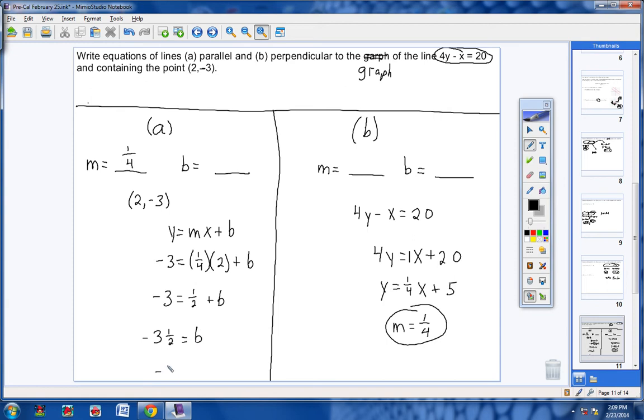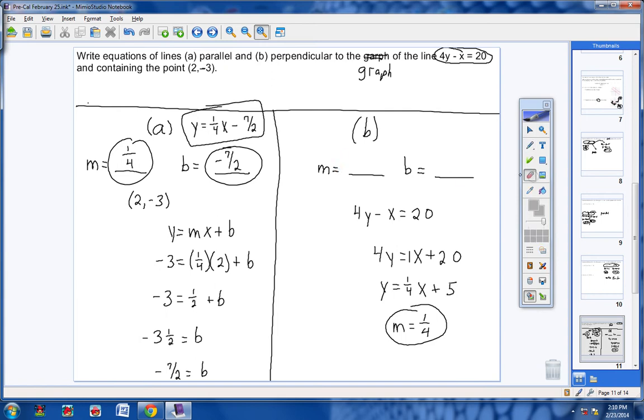If you want to use -7/2, that's totally acceptable. I have no problem with that. So now I know what b is, -7/2. So I know what the slope is. I know what the y-intercept is. So write your linear equation and you're done. Here's your answer. y equals your slope 1/4, which always goes next to the x, and then your constant term goes at the end, -7/2 or -3.5. Okay, so there. We wrote the equation of a line that's parallel to a given line.